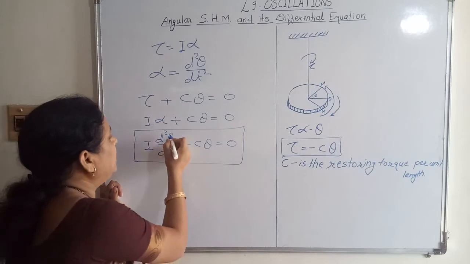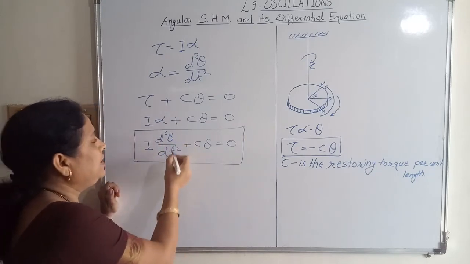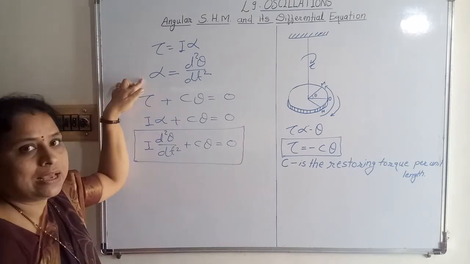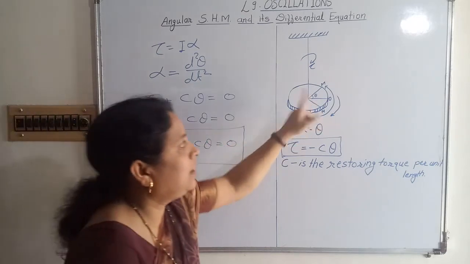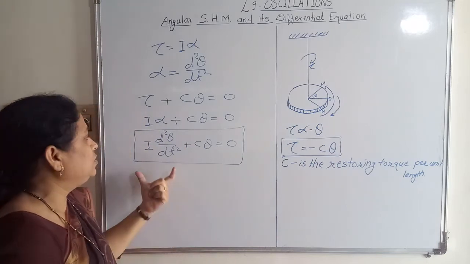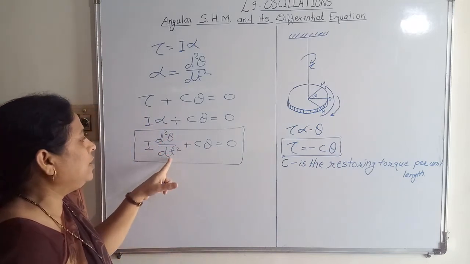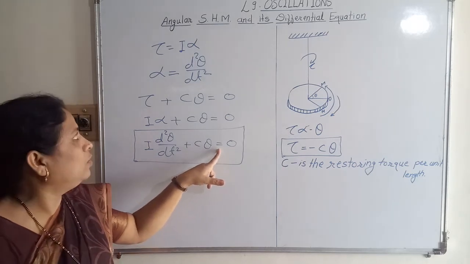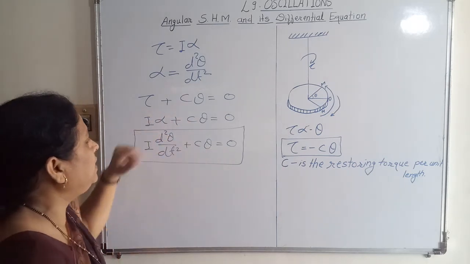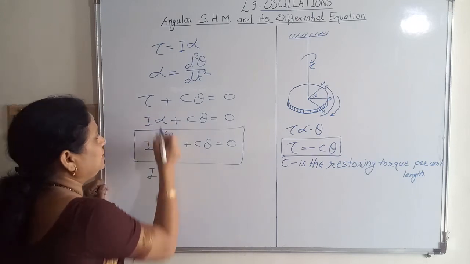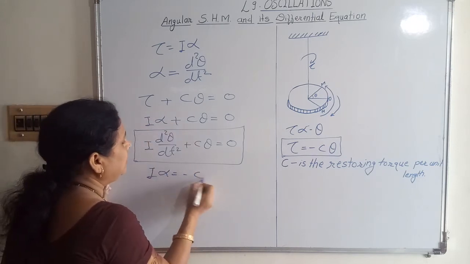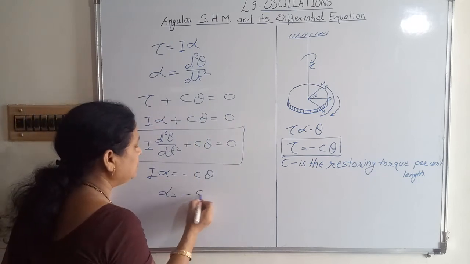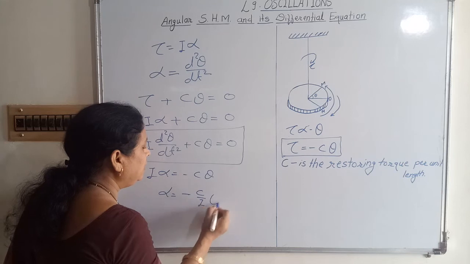Here the second derivative d square theta upon dt square is nothing but the value of alpha, that is angular acceleration. Theta is the angular displacement, so I into d square theta upon dt square plus c into theta is equal to 0. I can find the value of alpha here. From this equation, I alpha is equal to minus c into theta. So alpha is equal to minus c upon I into theta.